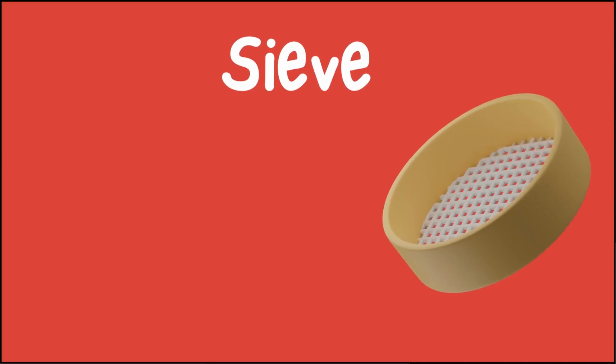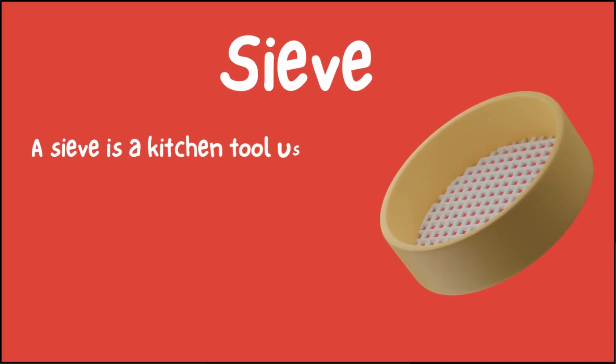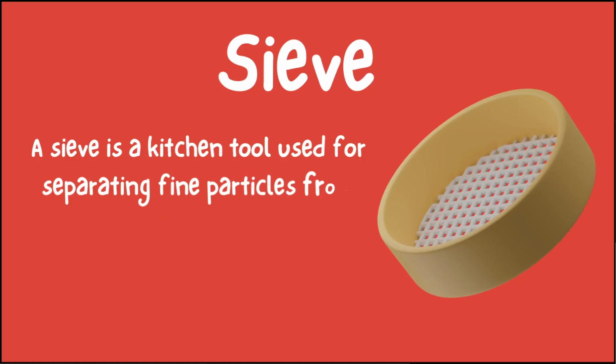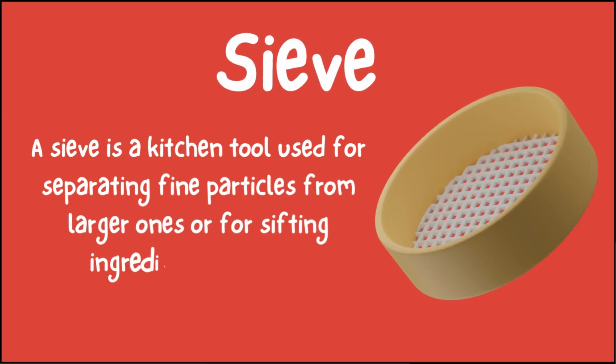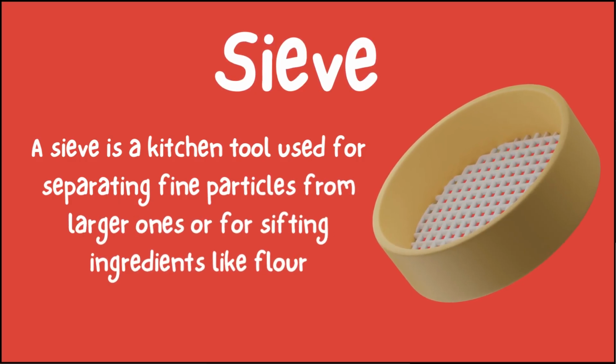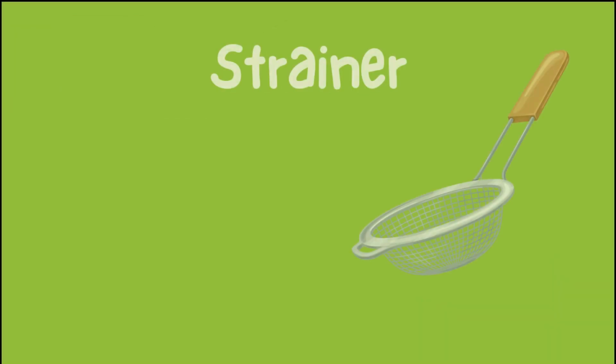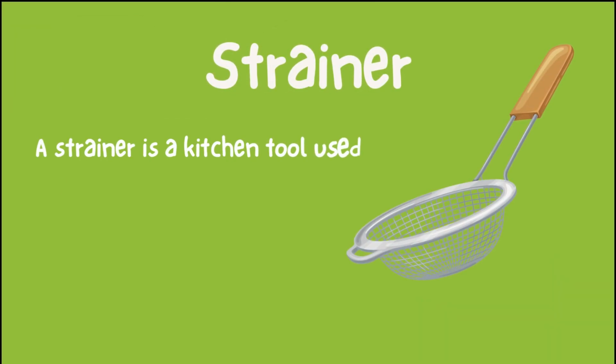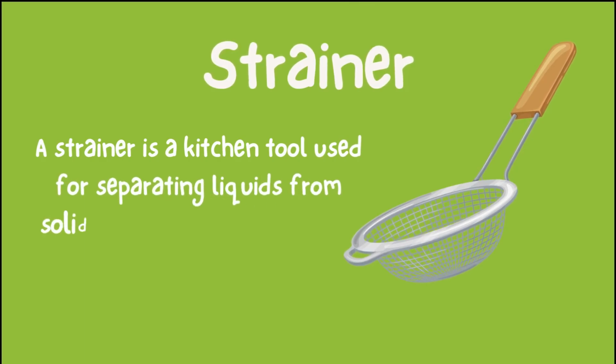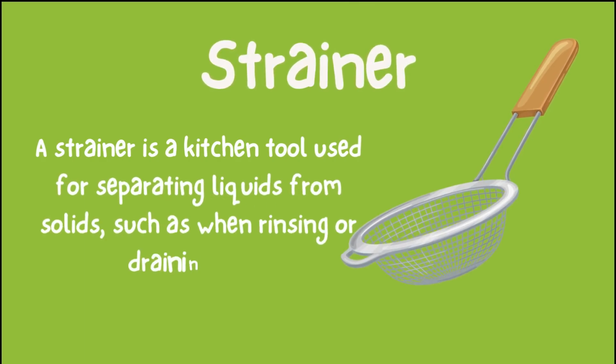Sieve. A sieve is a kitchen tool used for separating fine particles from larger ones or for sifting ingredients like flour. Strainer. A strainer is a kitchen tool used for separating liquids from solids, such as when rinsing or draining food.